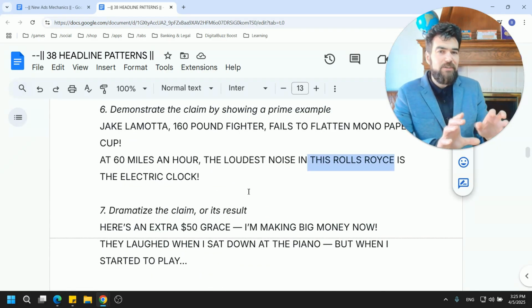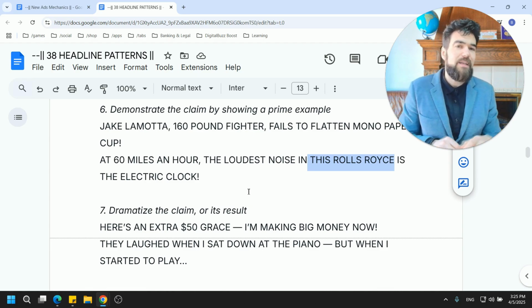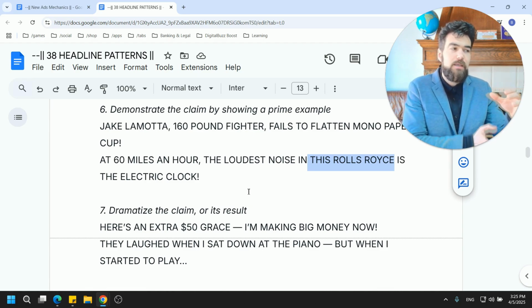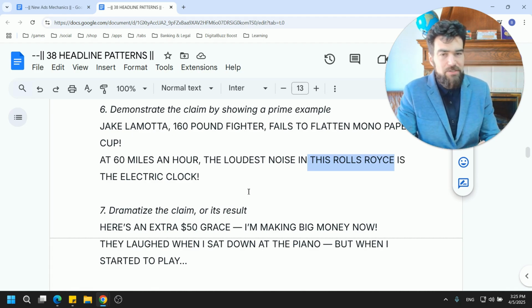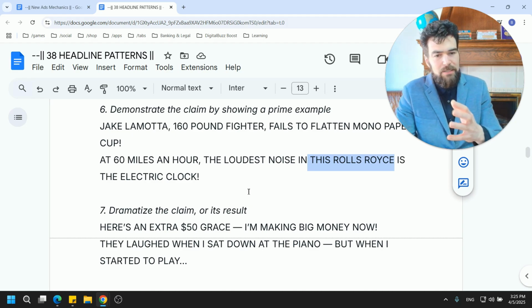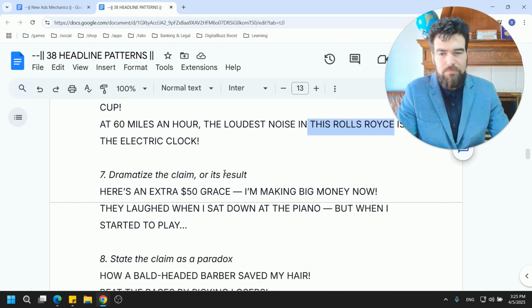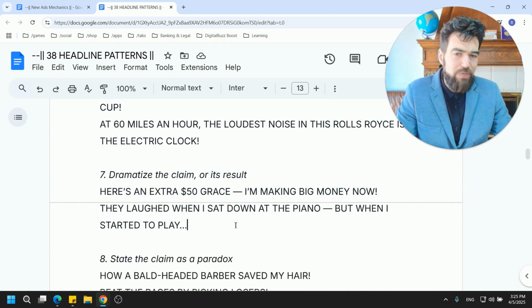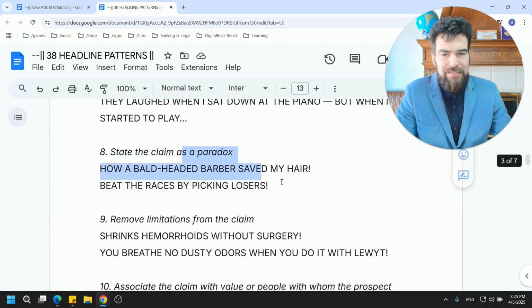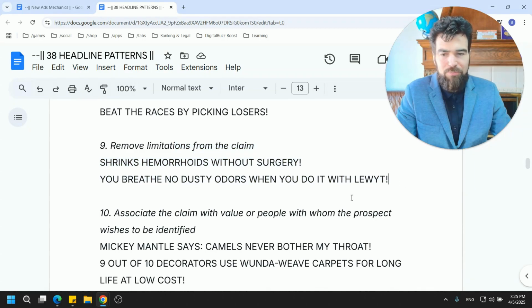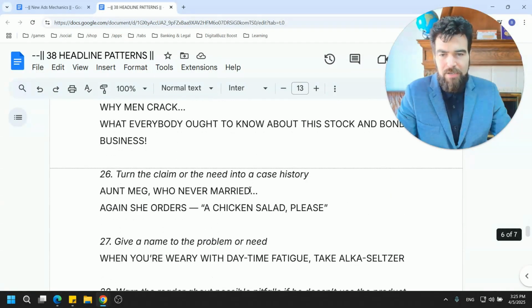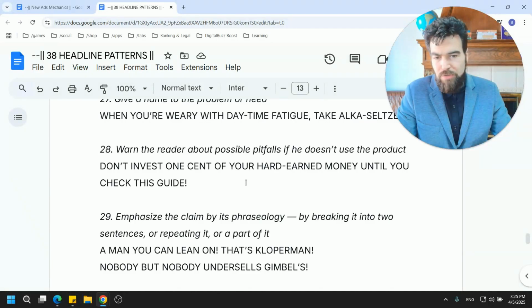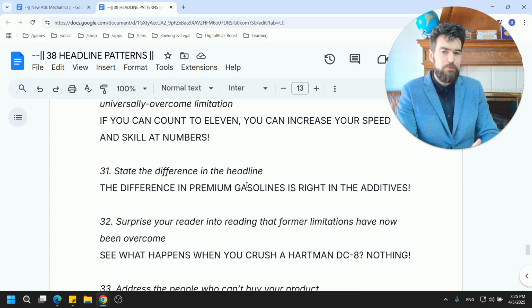So remember, guys, these patterns are not the fundamentals of our headline, but they're just ways to give it a little bit more sizzle. The fundamentals are the awareness levels and the sophistication levels. These are the fundamentals. And this is just a way to give it a little bit more shine. So there are more headline patterns: dramatizing the claim or its results, state the claim as a paradox, remove limitations from the claim. You can look up all these patterns from Eugene Schwartz, and they are very useful to go over so that you have an idea what you can do.